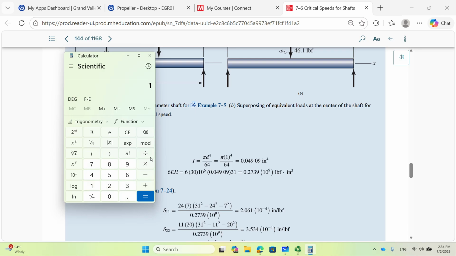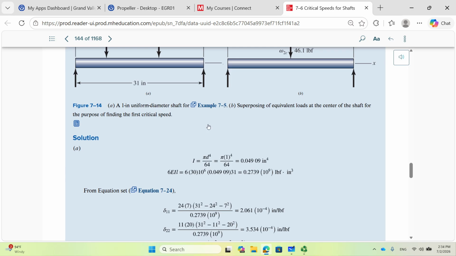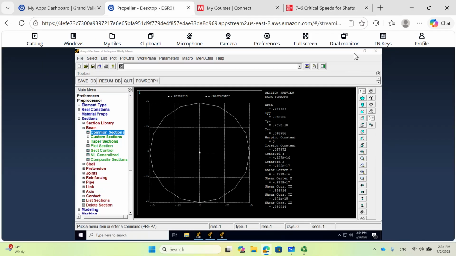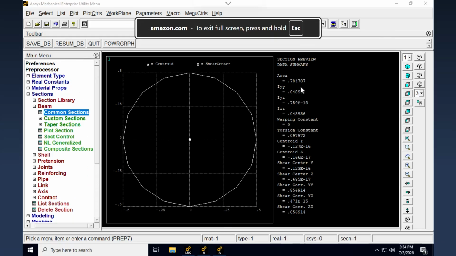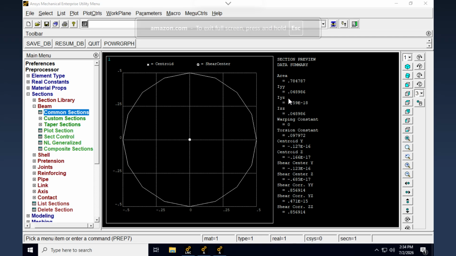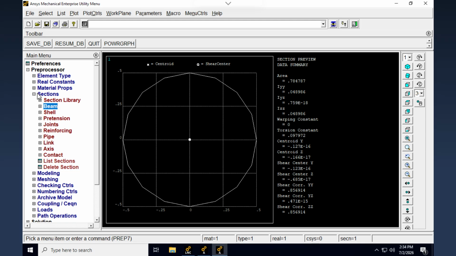So 1 divided by 64 times pi. Let's see who is right. Yeah, 0.049087. Alright, so it looks like Shigley's book is more accurate on this. This is a small rounding problem. I think ANSYS has probably used numerical methods to find the moment of inertia. That's why you see this difference. But this is not going to cause a big issue for us. Alright, then let's go model the shaft.